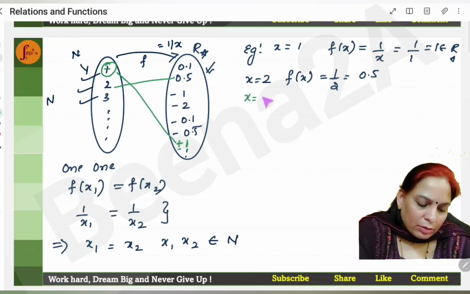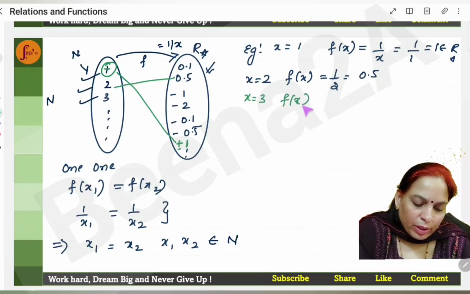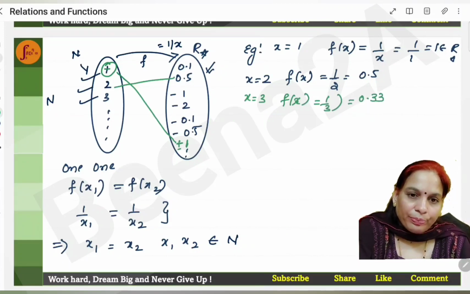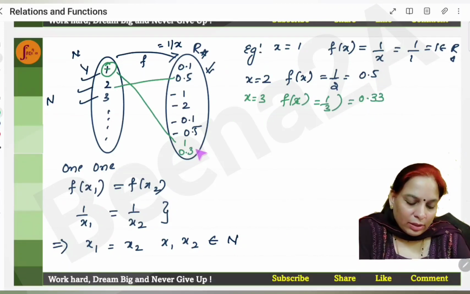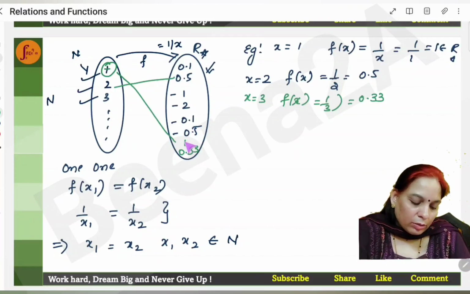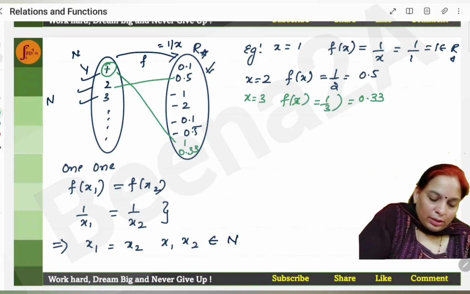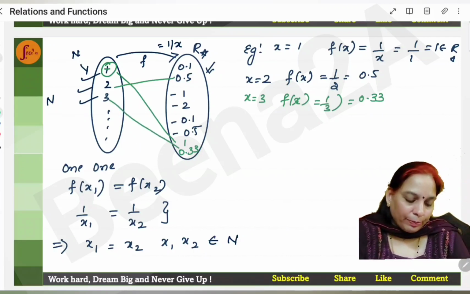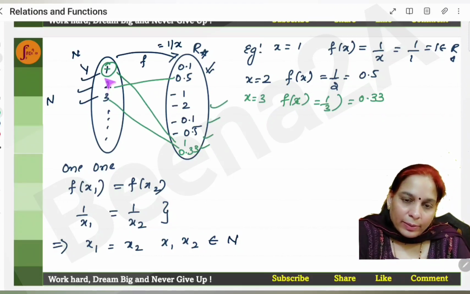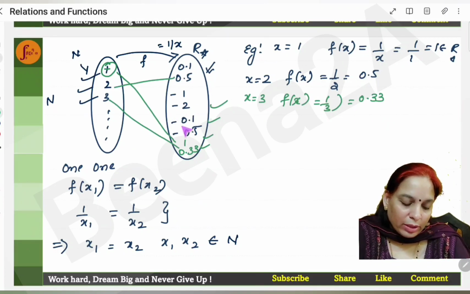If I take x is equal to 3, f of x will be 1 by 3, which is 0.33. So this is a set of real numbers, right? It can have infinite number of decimal numbers, infinite number of negative numbers, positive numbers. So if you take x as 3, then you can map it to 0.33, right? So in each of these cases, every element here will have a distinct element in this particular set of real numbers.